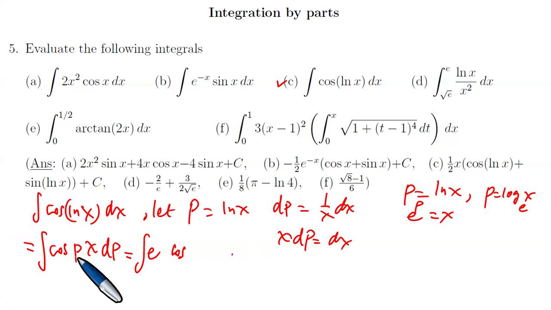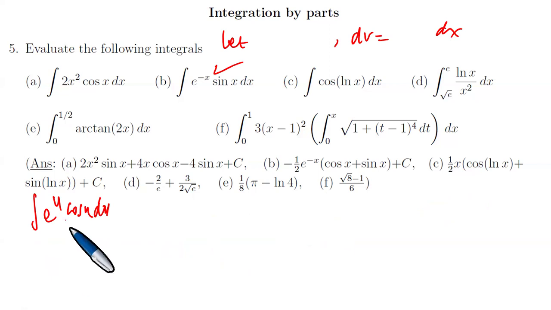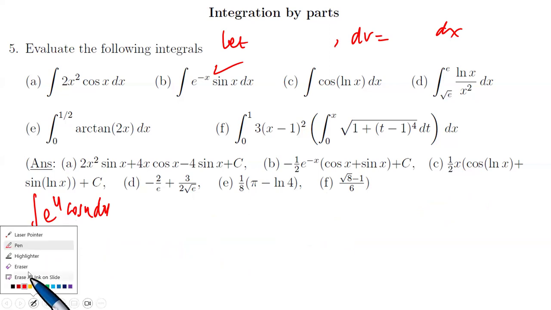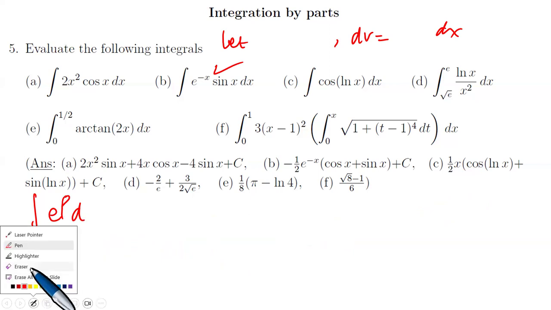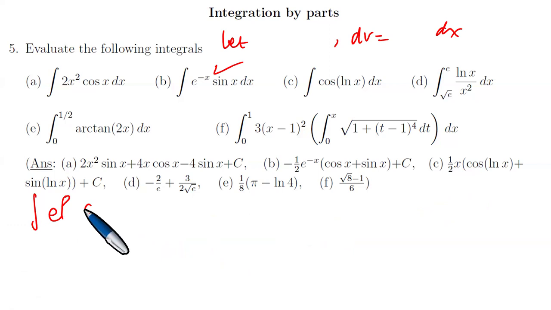So now, what is x? x is e to the p, so that you have cosine p, but x is e to the p dp. I'm trying to make sure I use different variables. So we've transformed that integral to the integral of e to the p cosine p dp, right? We come to this, and we let u be e to the p, dv be cosine p dp.